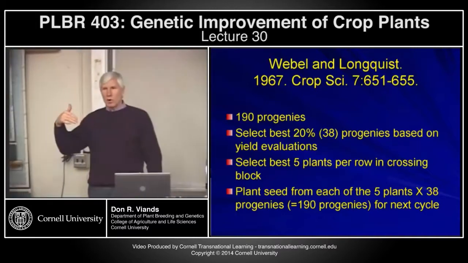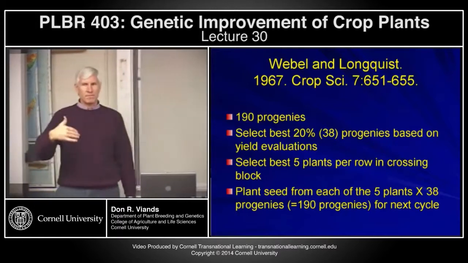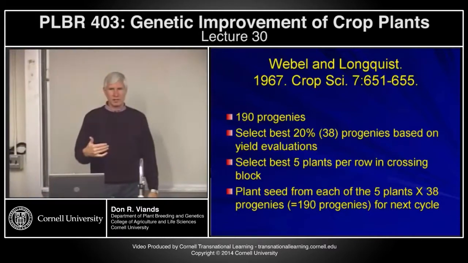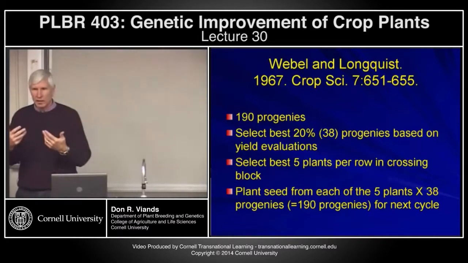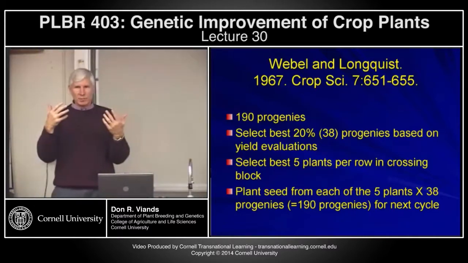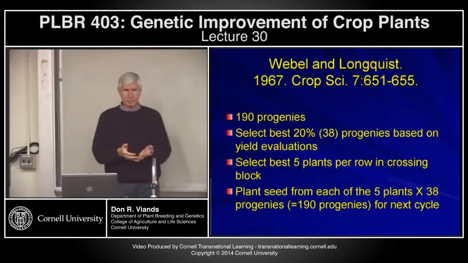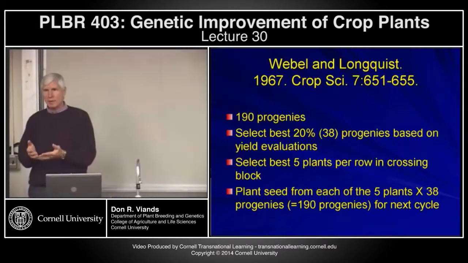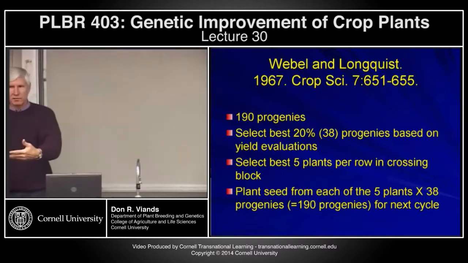So then within a crossing block, out of those 38 half-sib progenies, they selected 5 superior-looking plants within those half-sib progenies. Okay? And then, of course, as a crossing block, open pollination is occurring there, so they just simply harvest the seed off of that individual plant that they've identified within that superior half-sib progeny, and that becomes the half-sib progeny for the next cycle of selection.